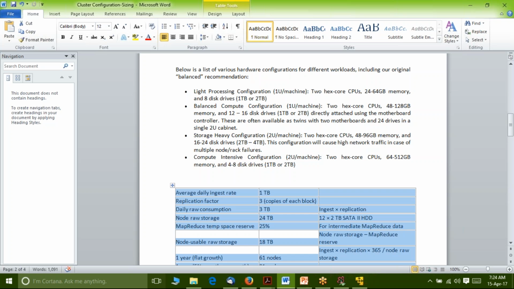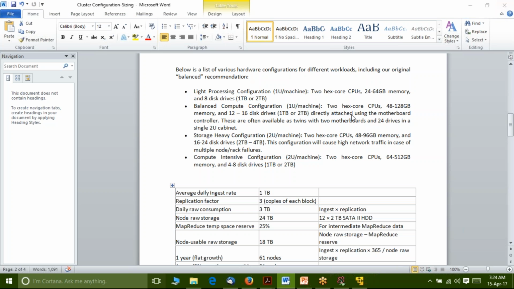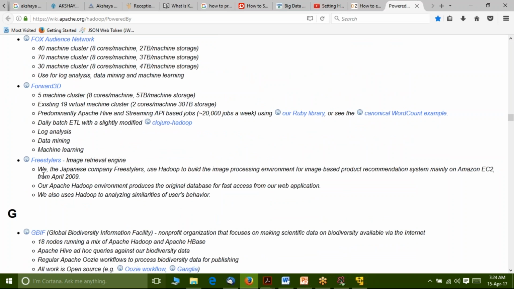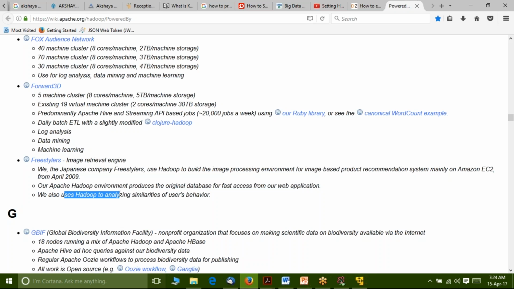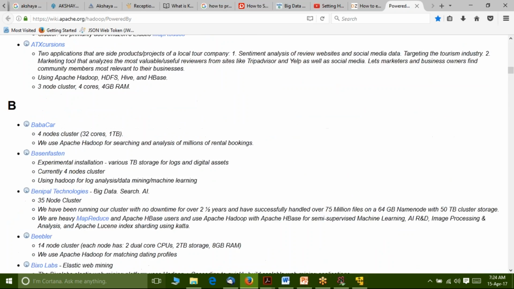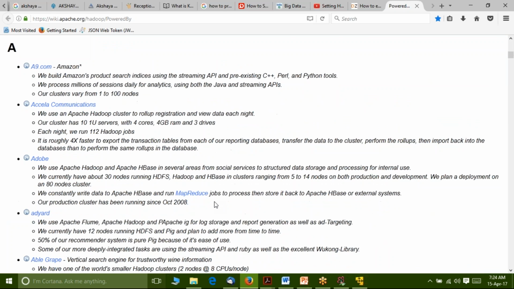What is the core need of your Hadoop cluster? Is it for light processing? I've already mentioned this by showing you this one. Each company has its own need. Our Apache Hadoop environment produces the original database for fast access from our web application. We also use Hadoop to analyze the similarities of users' behavior. Now I come to know what my need is, very clearly. Based on that only, I am going to decide. I'll show you certain examples here.